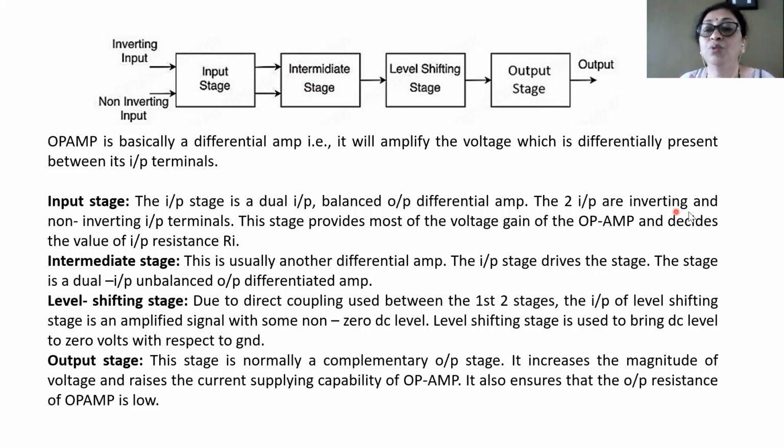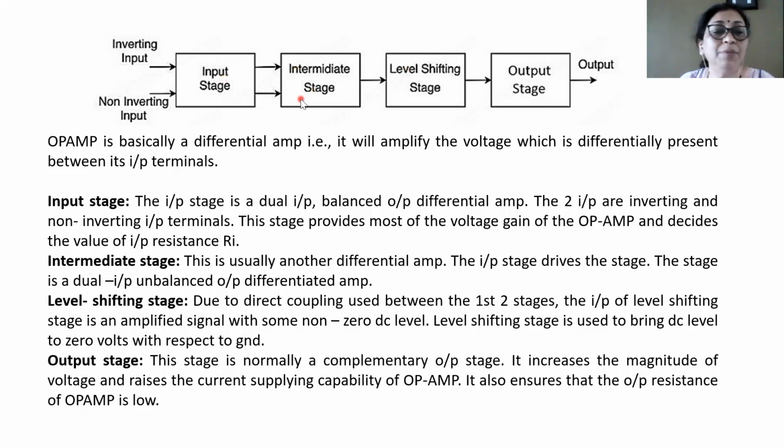So the 2 inputs are inverting input and non-inverting input. This particular stage decides most of the voltage gain of the operational amplifier, and as it is present at the input, it also decides the input resistance. What you have to remember about the input stage is that it is made up of a dual input, balanced output, differential amplifier. It contributes most of the voltage gain and decides the input resistance of the operational amplifier. So this is the input stage.